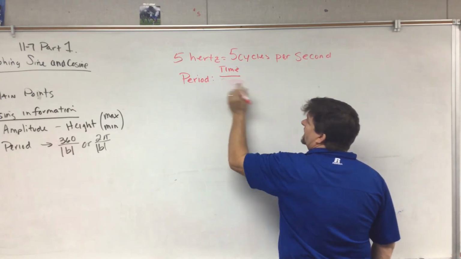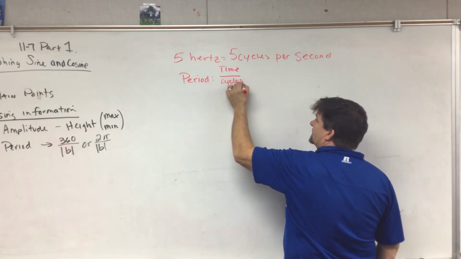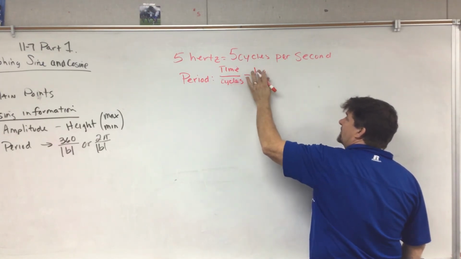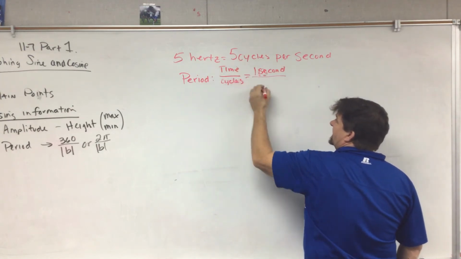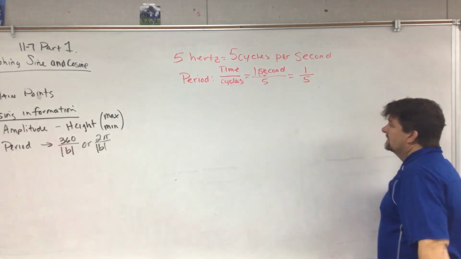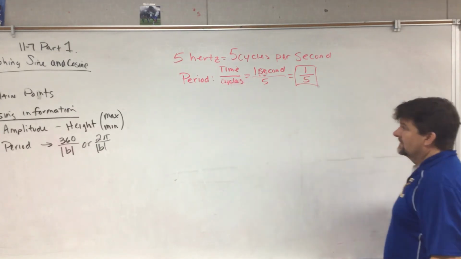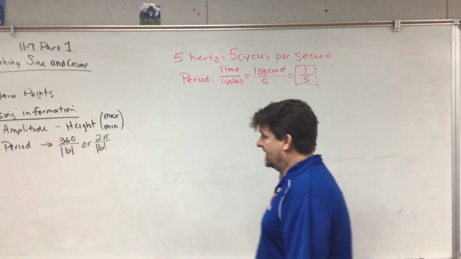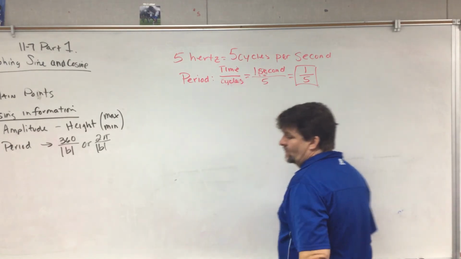Better write that better. Time over cycles. What's my time? It's 1 second. I can't write today. 1 second, and then how many cycles? 5. So my period is actually 1/5. Are we okay from there? Hopefully, because I can't answer it over the internet. They wanted to know the period, so it's 1/5.